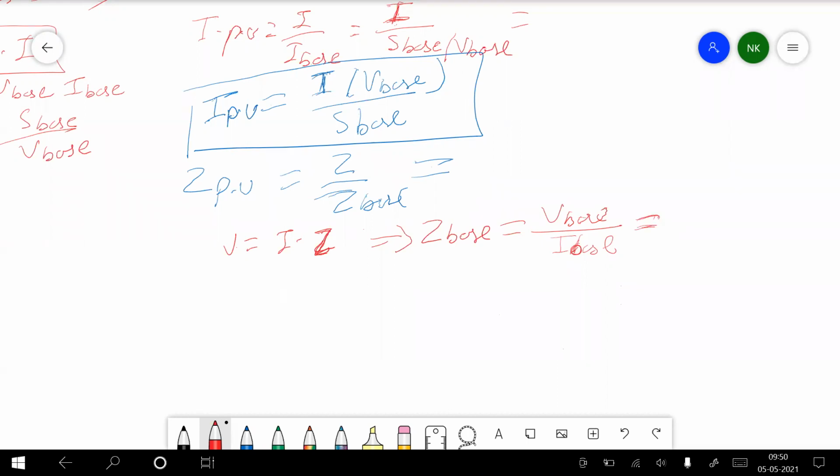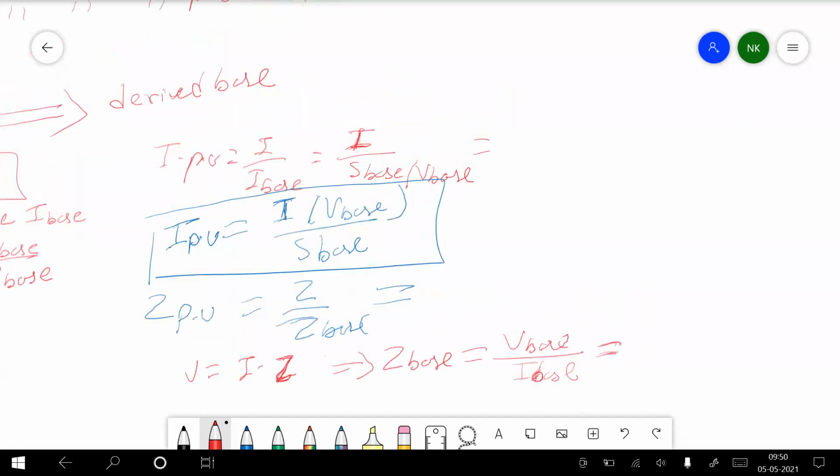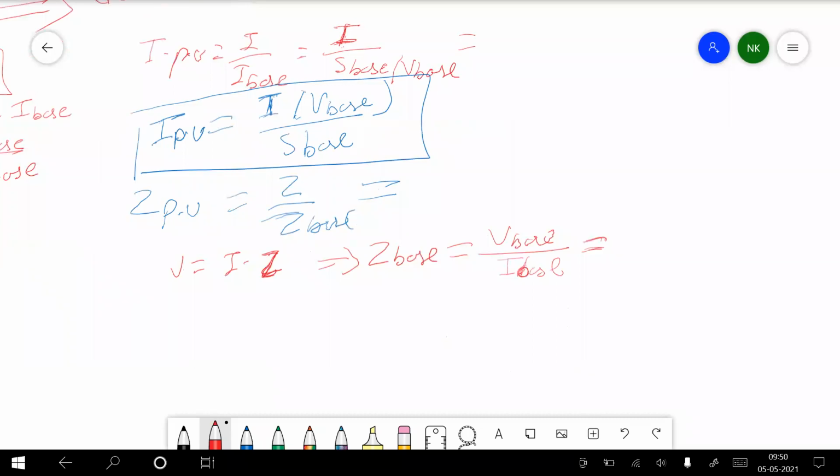Now this I base, what we have studied, I base is your S base by V base, right? So we could convert this into V square base by S base. Now we have got Z base equals V square base by S base. Is it okay? This is fine. Now this is all the terminology we have to see. We'll see how to calculate the other parameters.